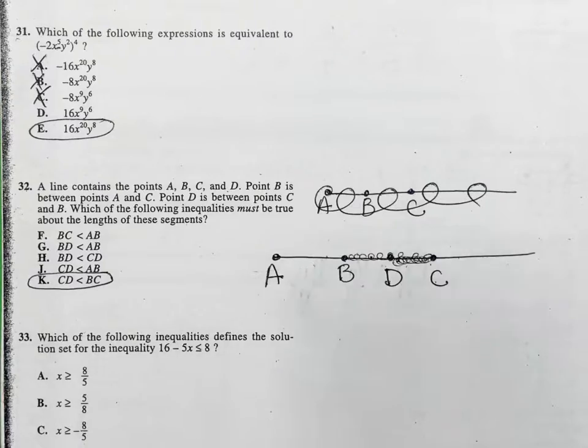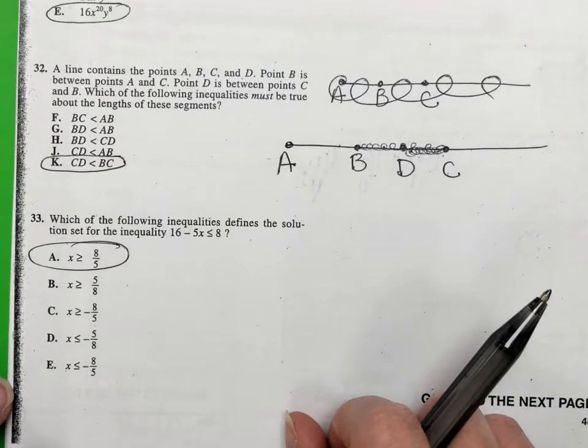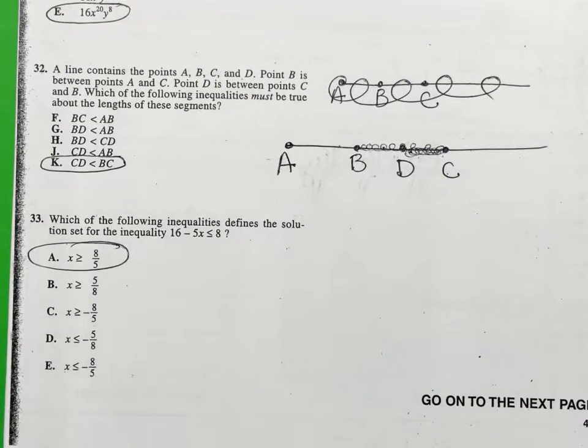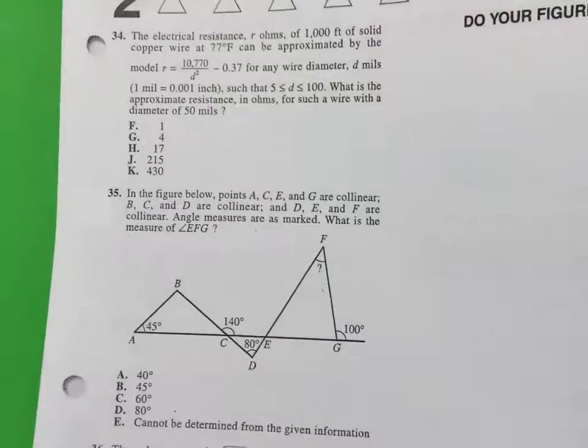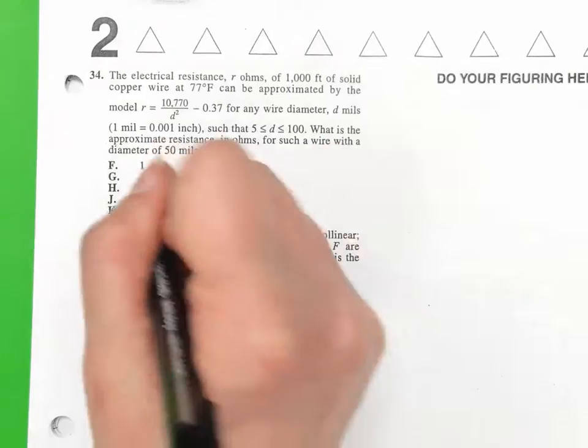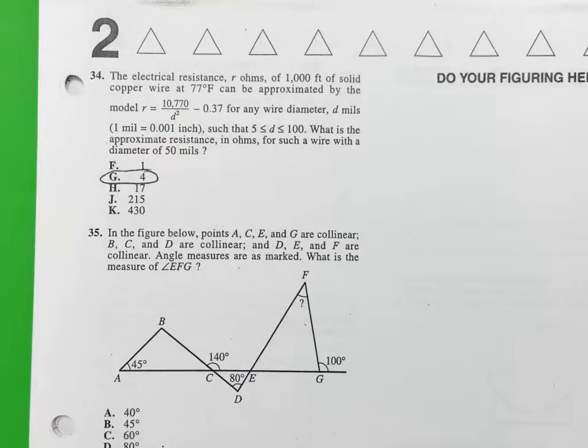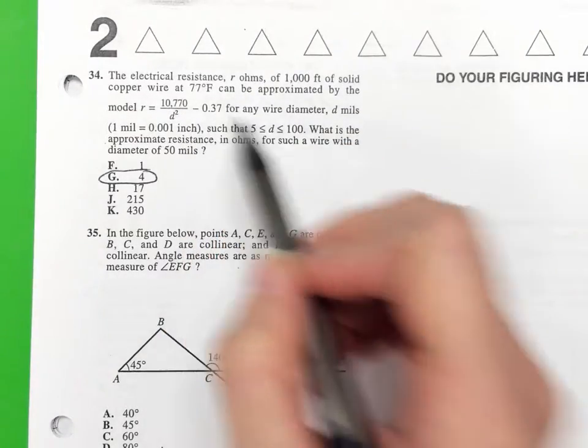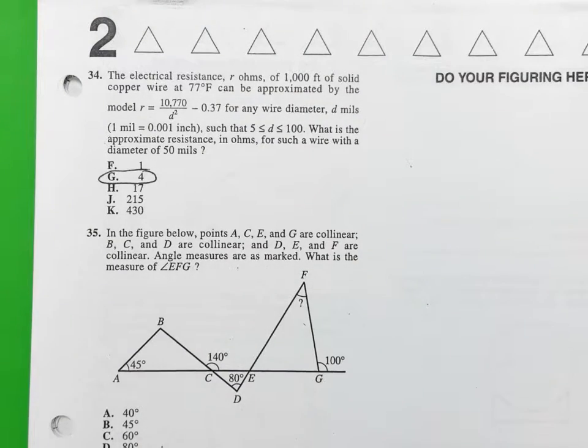All right, 33 should have been A. Solving for x. And the last one we did on the front of the next page, 34, should have been G. And you're just plugging in the numbers into the equation. Y'all okay?